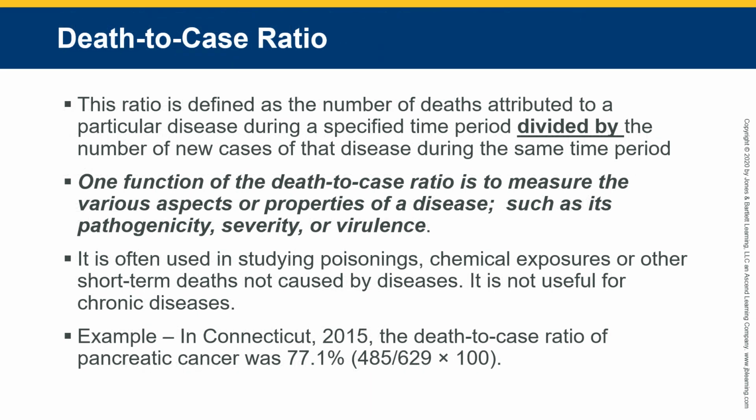Death to case ratio is defined as the number of deaths attributed to a particular disease during a specific time period, divided by the number of new cases of that disease during the same time period. So this is to measure the various aspects of properties of a disease. And I keep going back to COVID because it was so prevalent back then, to try to identify death rates. And it's often used in studying poisonings, chemical exposures, or other short-term deaths not caused by diseases. It's not really useful for chronic disease.